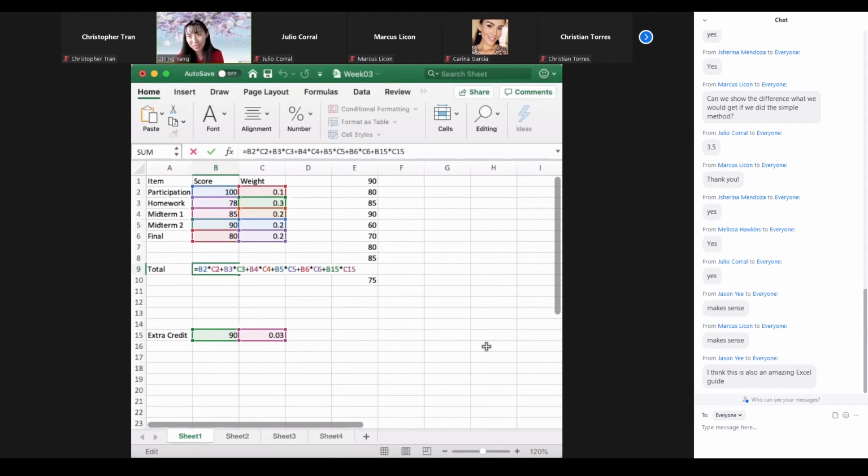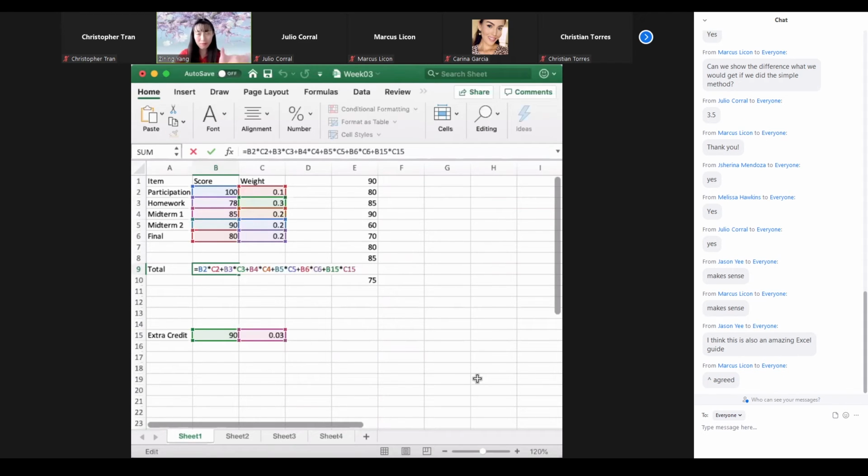Oh yeah, thank you, Jason. So I'm leaving my screen here for you to copy the exact design and the exact calculation. Is that okay? Yes, Professor. Thank you. Sure.